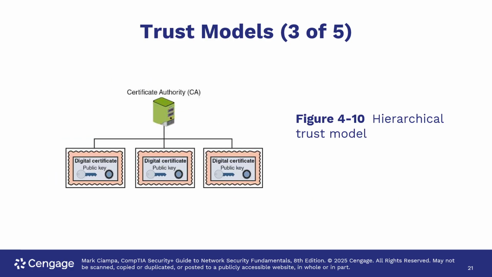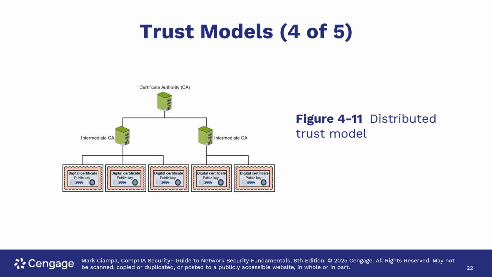So here's an example of the different certificates and the public keys tied together to that certificate authority. This is a hierarchical trust model. This is a distributed trust model. You have your certificate authority at the top. You have your intermediate CAs. The first one has 3 digital certificates, and the second intermediate CA has 2 digital certificates that it manages.